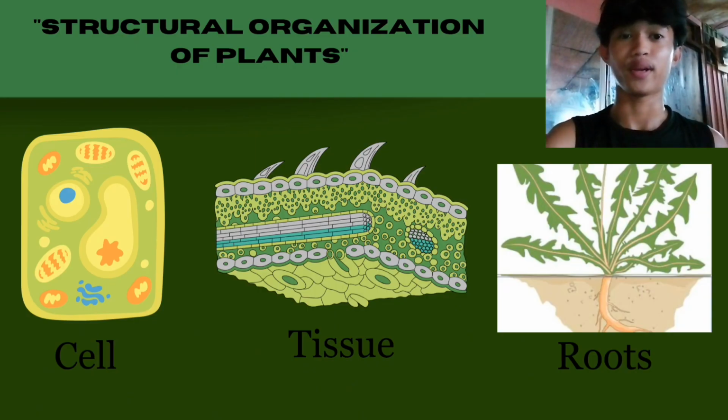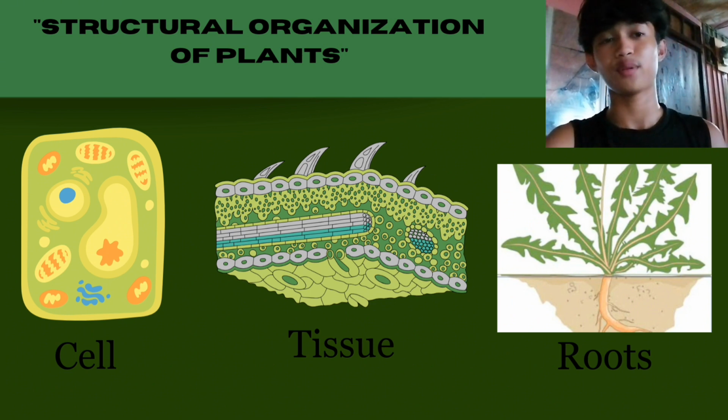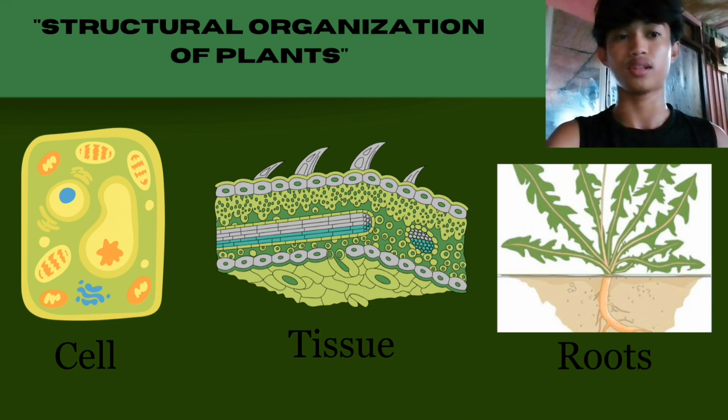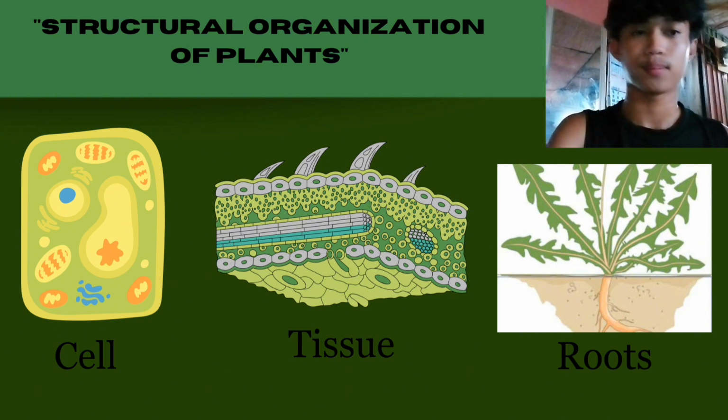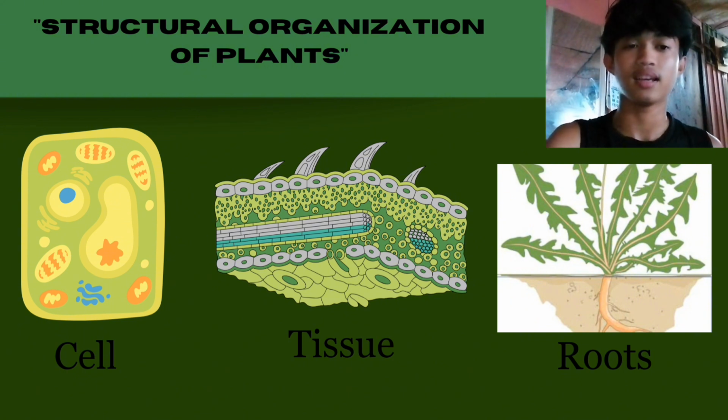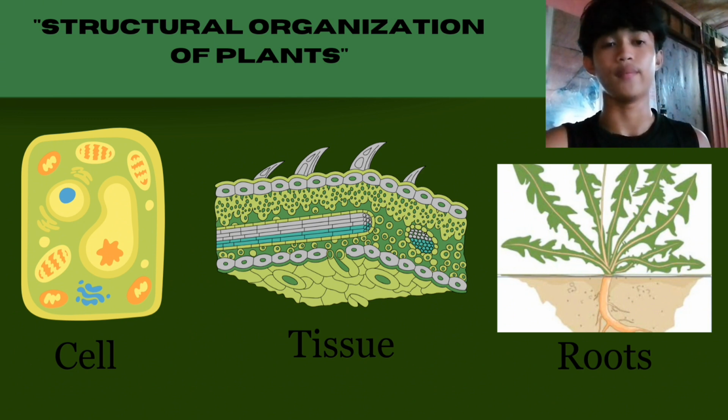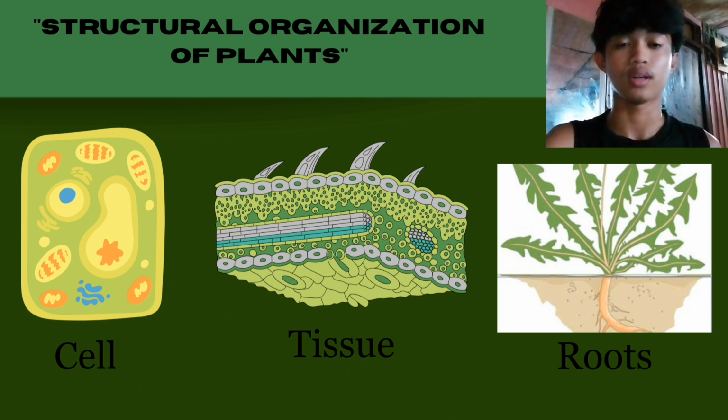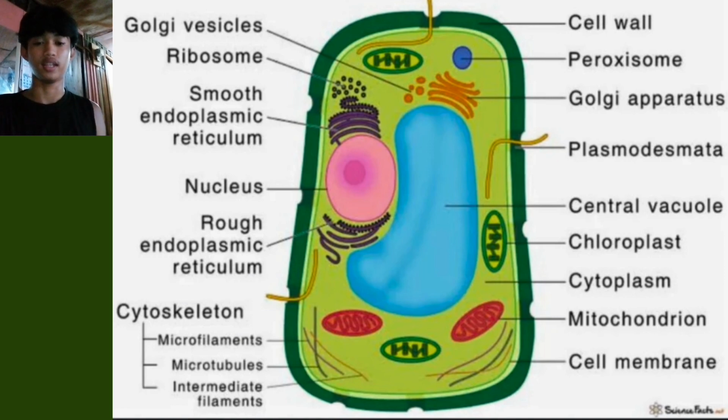So now let's begin our topic, which is how plants survive. We're going to move forward to the structural organization of plants, which is knowing the organs of plants. Based on the screen, I indicated the figure of the parts of organs in plants. First we have cell, secondly tissue, and lastly roots. Now we will talk about the parts of cells. So let's move forward to the cell parts.